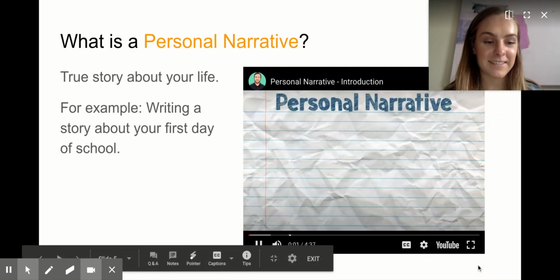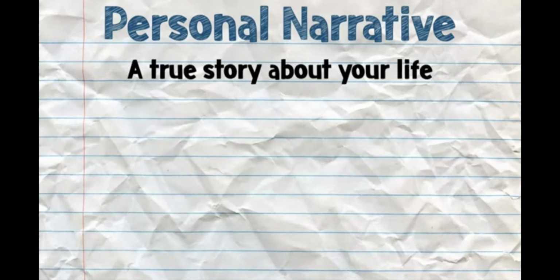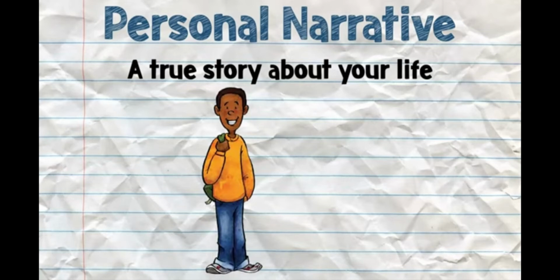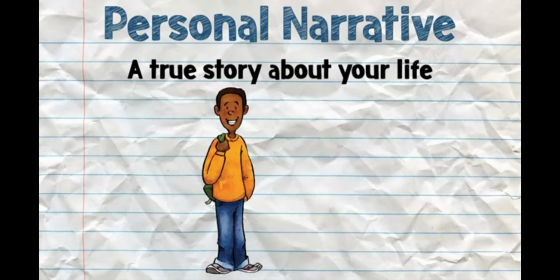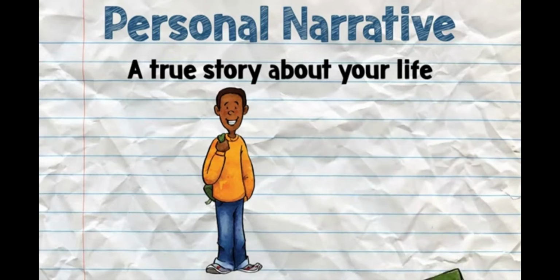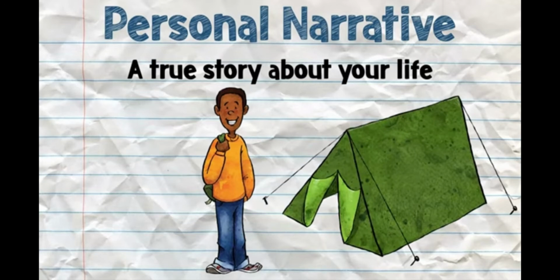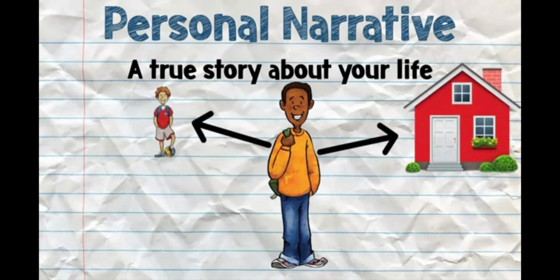Today we're going to be learning about personal narratives. Now, what is a personal narrative? A personal narrative is a true story about your life. So, if you wrote a story about anything that has happened in your life, that would be a personal narrative. Let's take, for example, Sam. If Sam wanted to write about when he met his friend Jake, that would be a personal narrative. Or let's say maybe he wanted to write about a time that he moved and changed schools. That would also be a personal narrative. Or another example could be maybe Sam wants to write about a time he went camping. This also would be a personal narrative. So all three of these are great examples of personal narratives.